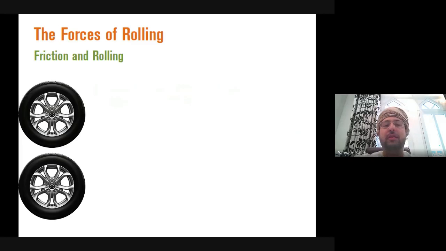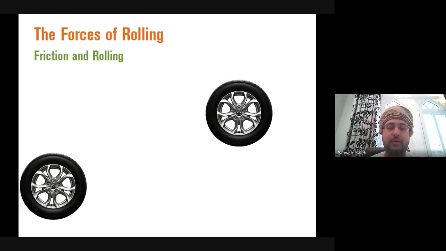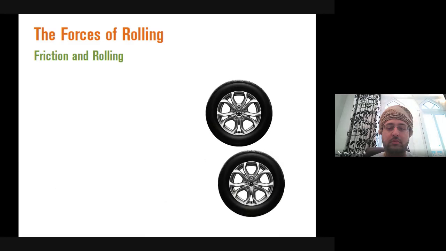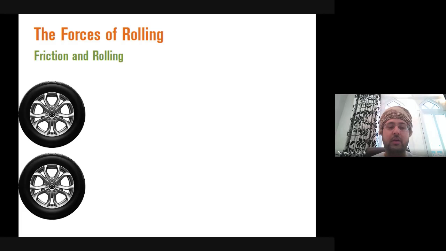Now, what about the forces? What sort of forces are we looking at? Well, let's look at something that's rolling. Now these two are very different. Look at them again.